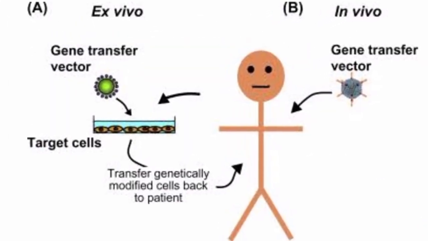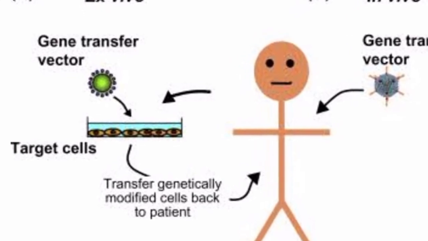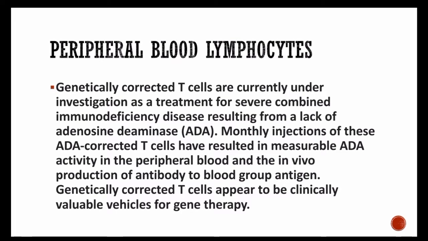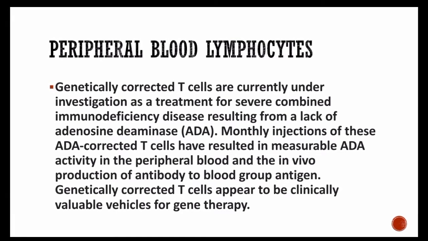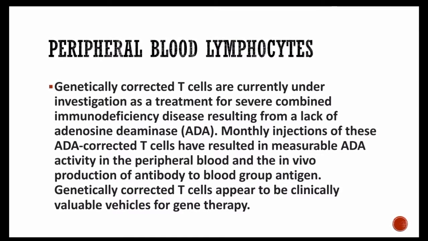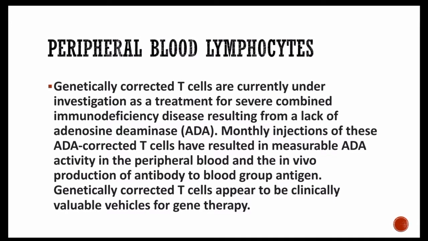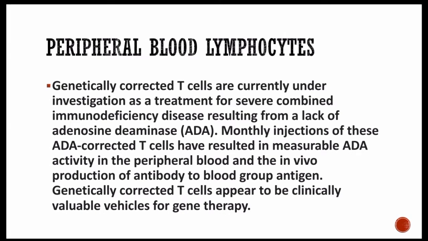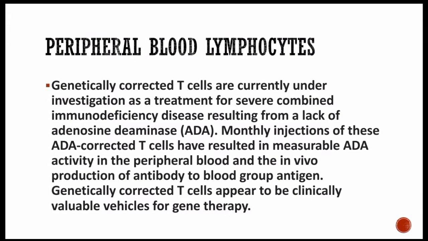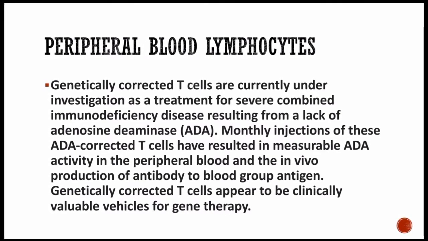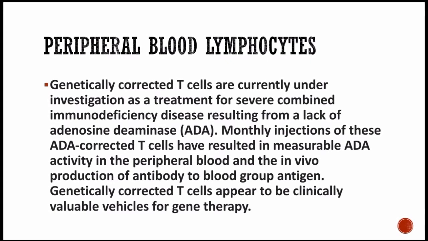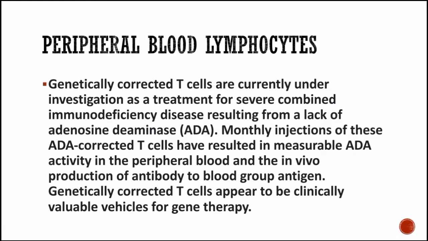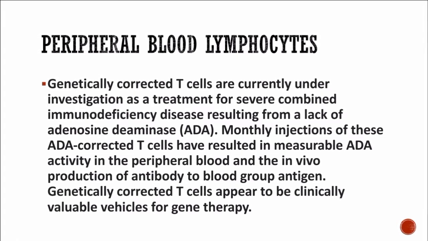This is a visual representation of gene transfer. Peripheral blood lymphocytes: genetically corrected T cells are currently under investigation as a treatment for severe combined immunodeficiency disease resulting from a lack of ADA. Monthly injections of these ADA-corrected T cells have resulted in measurable ADA activity in the peripheral blood and in vivo production of antibody to blood group antigen.